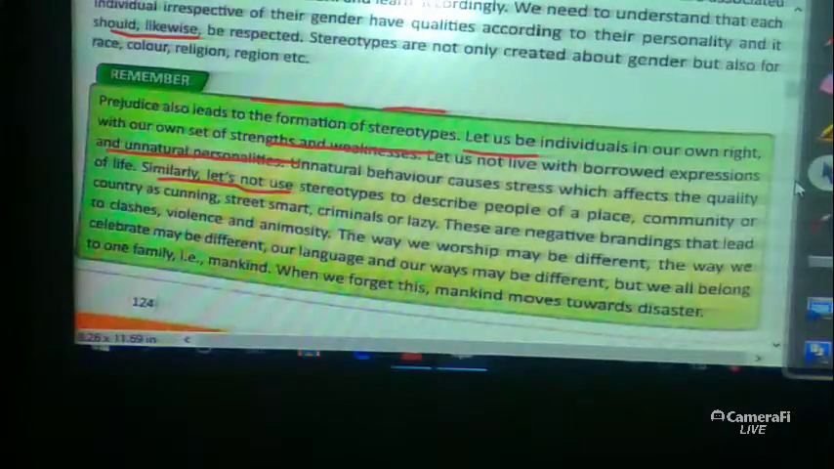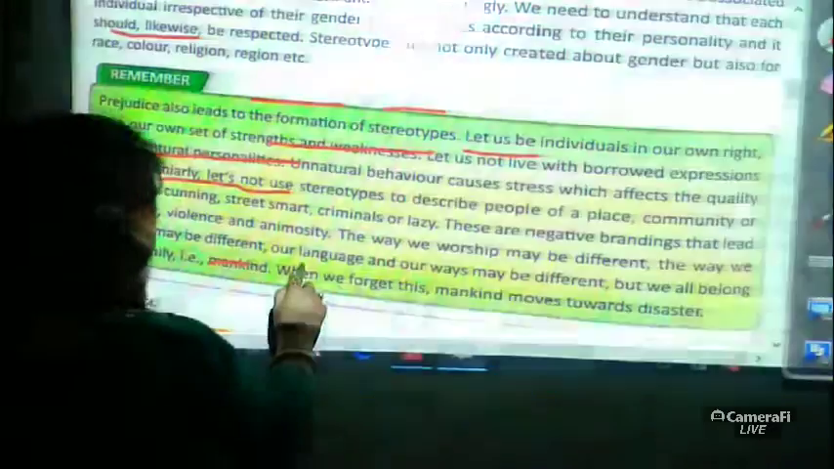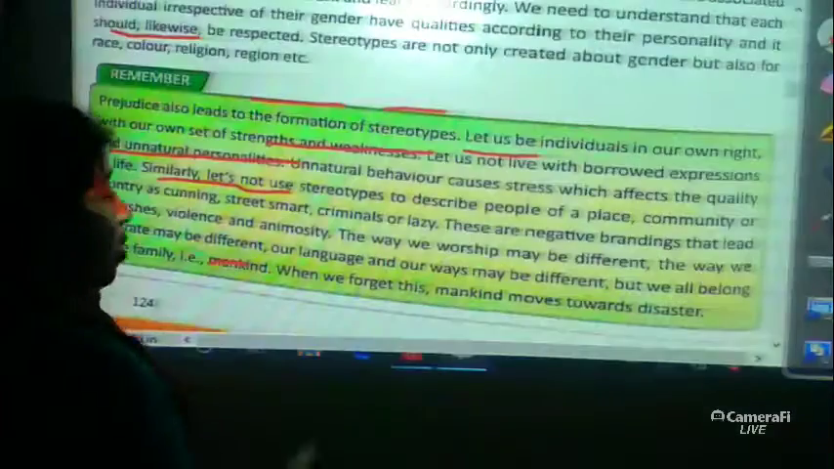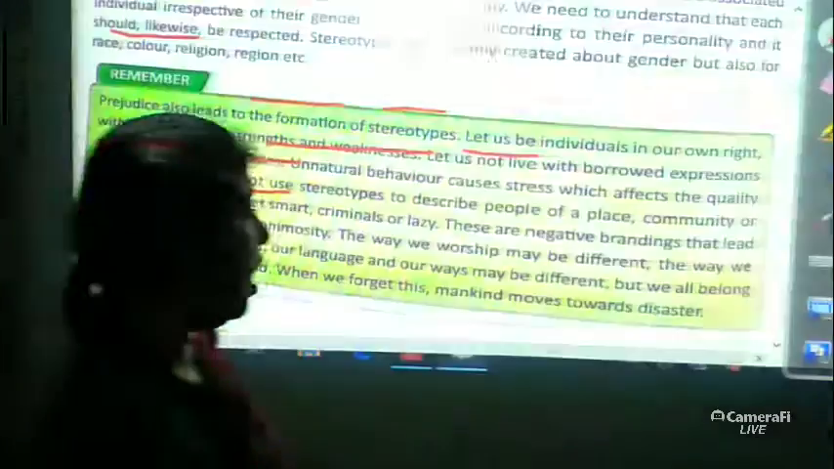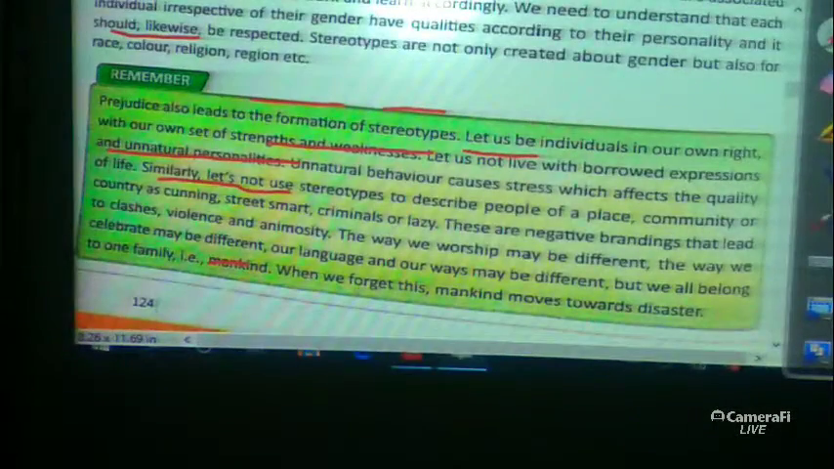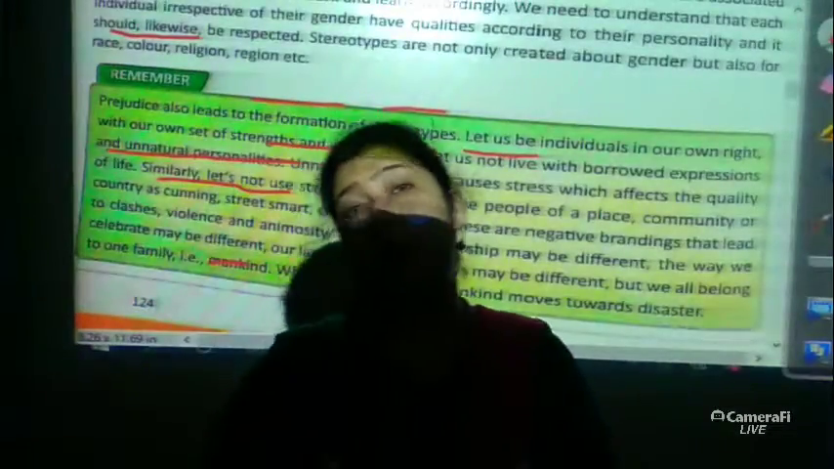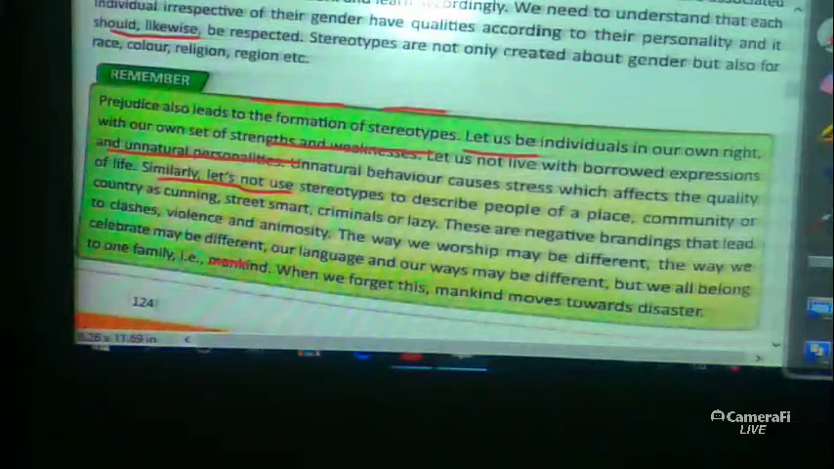Yes, this is very much important. Most of the time, we all forget that we are mankind. Everybody thinks that our language is most important, our religion is most important, our region is most important, but no, the most important thing is that we are mankind. When we forget this, mankind moves towards disaster. When we forget that we are human beings, that time actually creates so many problems.